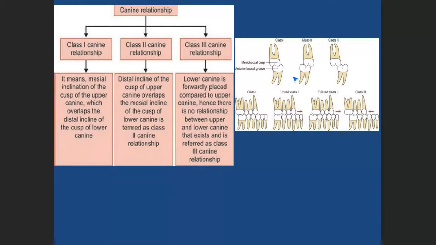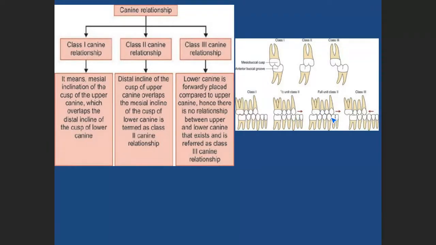If the first molar is absent, then you have to go for canine relation. In canine relation, in class 1, the mesial slope of the maxillary canine overlaps on the distal slope of the mandibular canine. In class 2, you have half unit and full unit. In half unit, they are both at the same level, the tips of the maxillary and mandibular canines are at the same level.